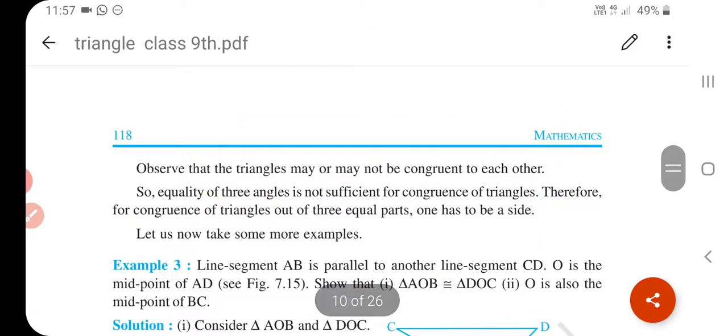So we can talk about two axioms, two congruency rules, which are SAS and ASA. Okay, understand? So in these two congruency rules, the AAS congruence rule also holds, since the sum of the three angles of a triangle is 180. If two pairs of angles are equal, then the third pair is also equal. So two triangles are congruent if any two pairs of angles and one pair of corresponding sides are equal, and it is called the AAS congruence rule. Okay, understand?